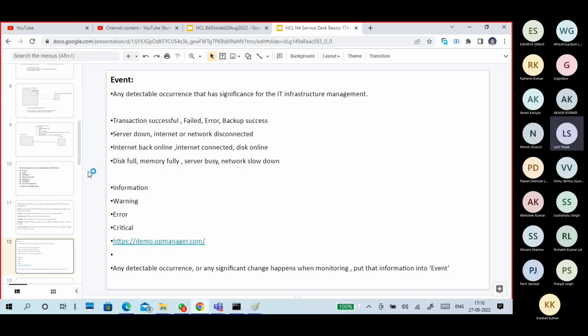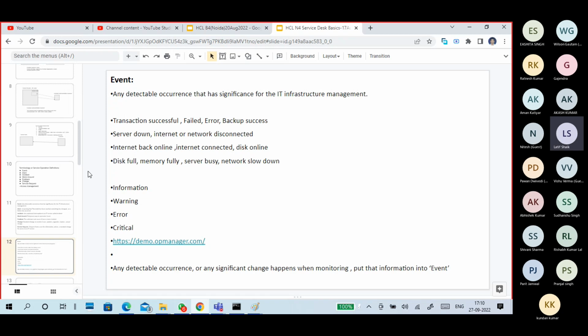You are disconnected from the internet. Internet is down. Network is down. Okay, the internet came back. Disk online. Disk offline. Disk online. Disk failed. Server is busy. Server is slow. Your memory is full. Disk is full. These are different types of things.